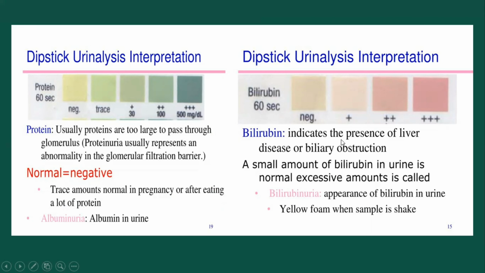Bilirubin. Bilirubin indicates the presence of liver disease or biliary obstruction. A small amount of bilirubin in the urine is normal, and excessive amounts is called bilirubinuria. Appearance of bilirubin in the urine: yellow foam when the sample is shaken.